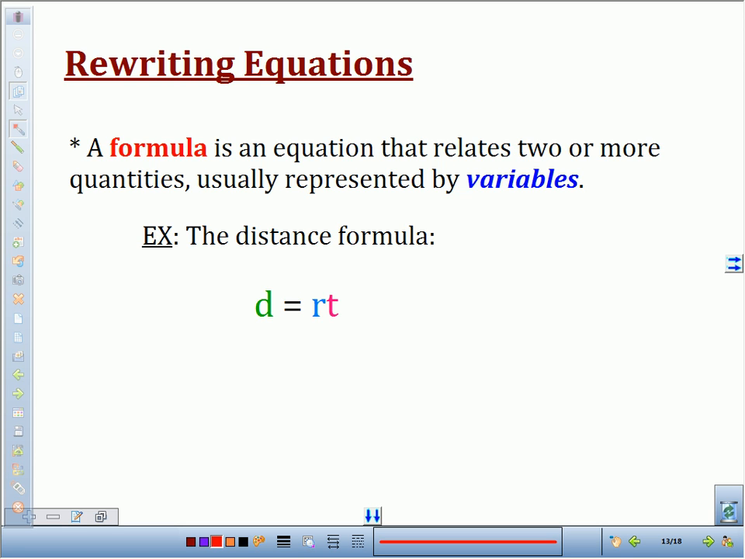Now, we're looking at a formula. A formula is an equation that relates two or more quantities, usually represented by variables. If you have an equation with lots of variables in it, odds are you're looking at a formula. There are a lot of formulas. You've seen them. You're going to be seeing more of them, and we're going to be dealing with them throughout the course of the year. This particular formula is the distance formula, which says that distance is equal to rate times time. D is distance, R is rate, and T is time.